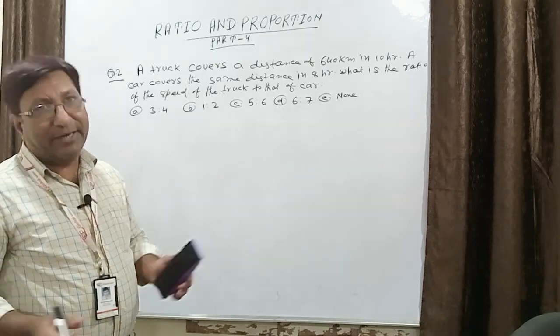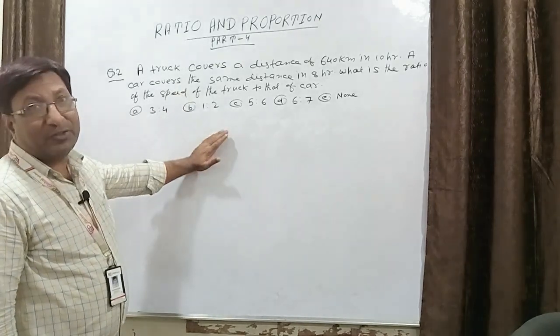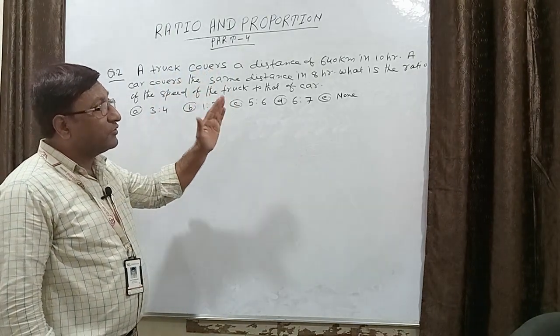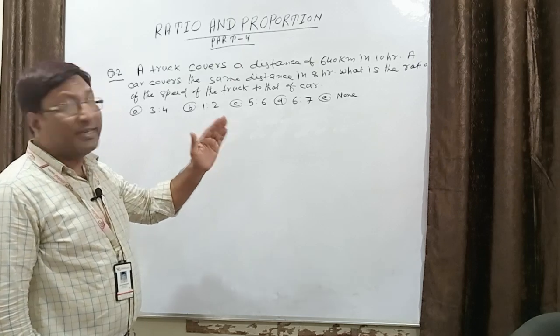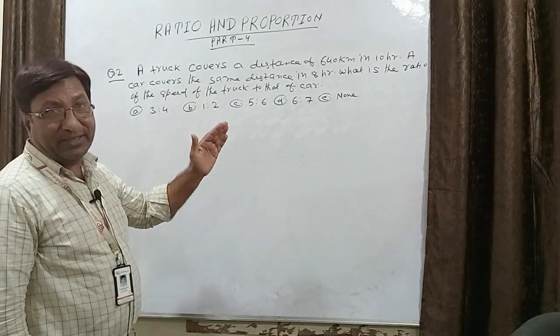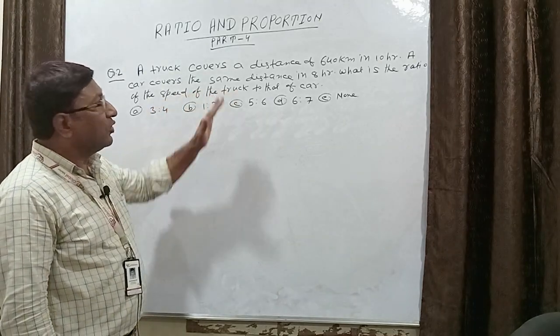Now see the second question. The second question is what? Very important question of examinations. A truck covers a distance of 640 km in 10 hours. A car covers the same distance in 8 hours. What is the ratio of the speed of the truck to that of the car?